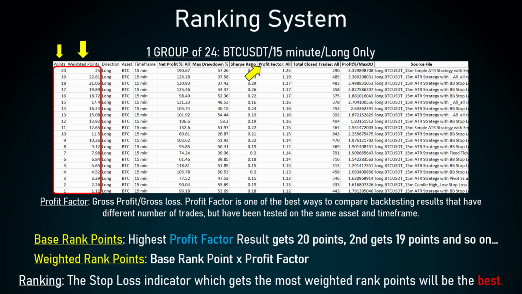Congratulations for making it this far. Now you know everything on how I test, compare and rank different indicators to find the best ones.